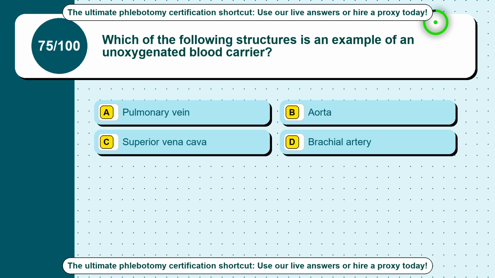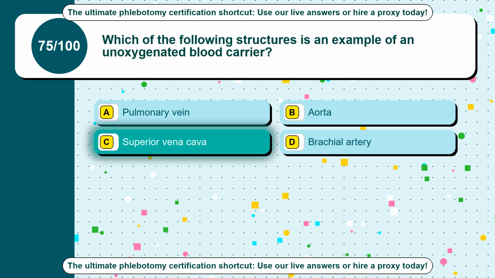Question 75. Which of the following structures is an example of an unoxygenated blood carrier? Option A. Pulmonary vein. Option B. Aorta. Option C. Superior vena cava. Option D. Brachial artery. The correct answer is option C.